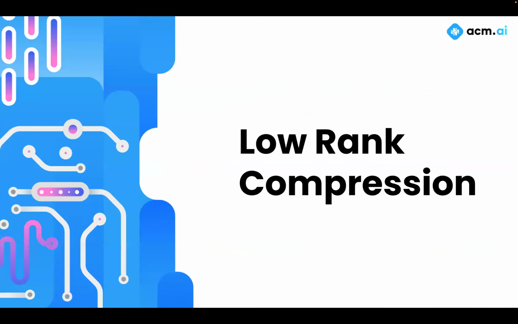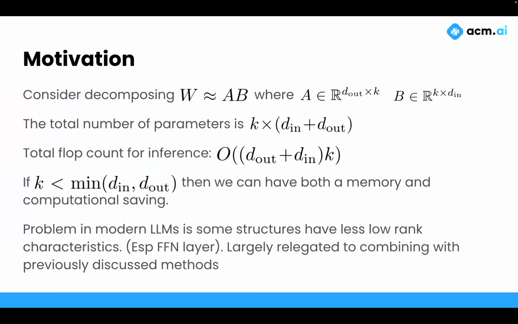Okay, so the final form of compression that I will talk about is low rank compression. So what is low rank compression? Well, low rank compression is we represent A and B with low rank matrices. We represent W with low rank matrices, and our total number of parameters is, instead of d in times d out, k times d in plus d out. And at inference time, we are also able to reduce the number of flops. So therefore, we can have both memory and computational savings.